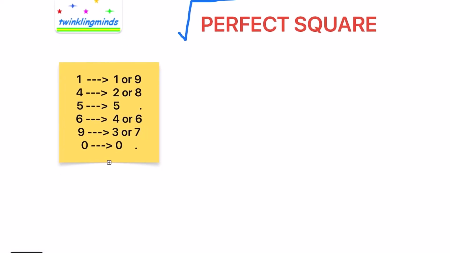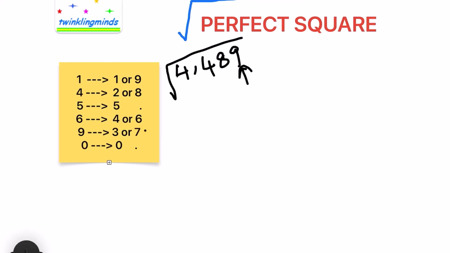First number, I'm going to try out 4,489. What is the square root of 4,489? So what do we have at the units position? It's a 9. So 9 means the square root can be either 3 or 7.